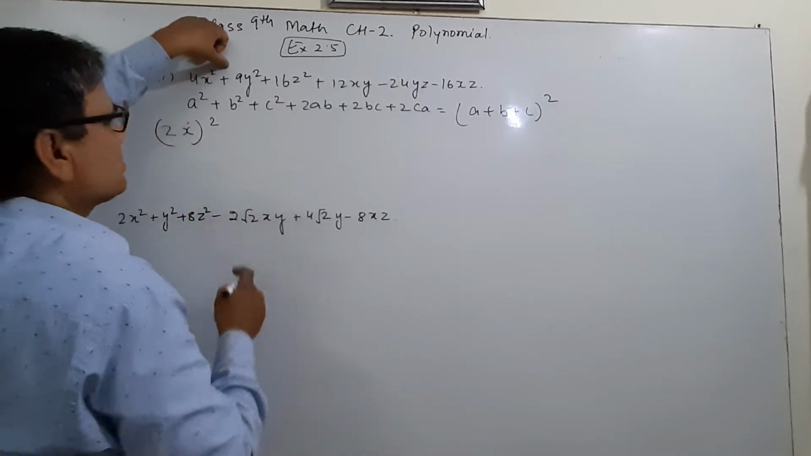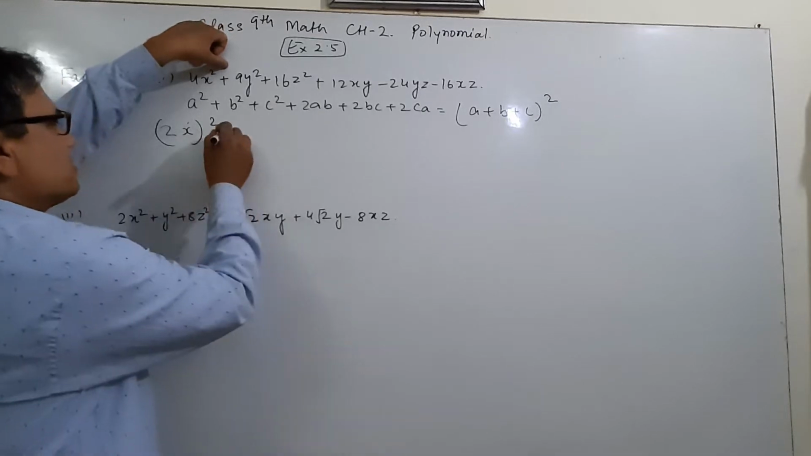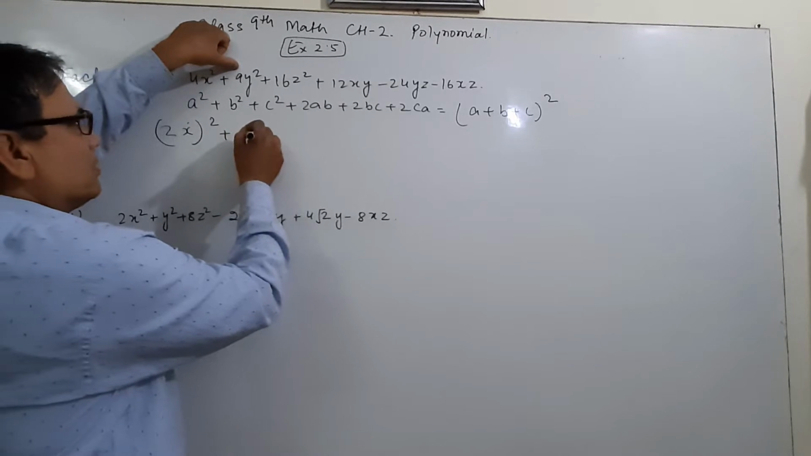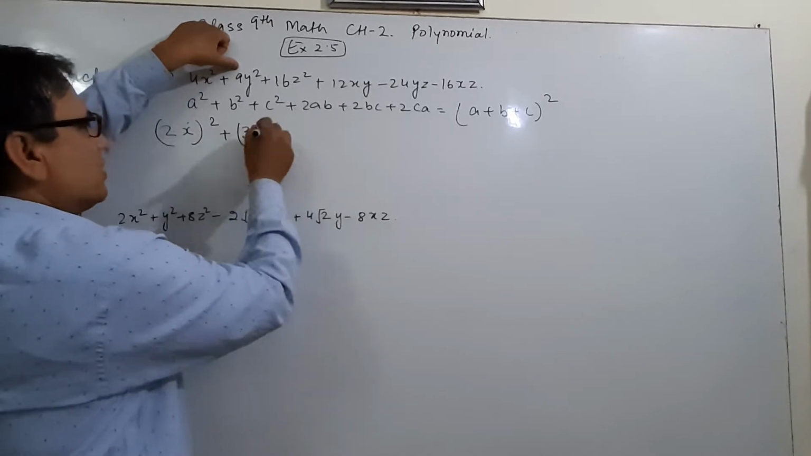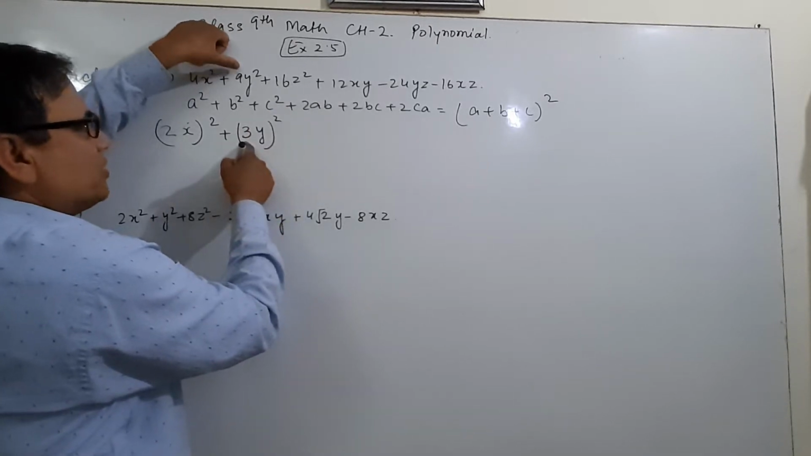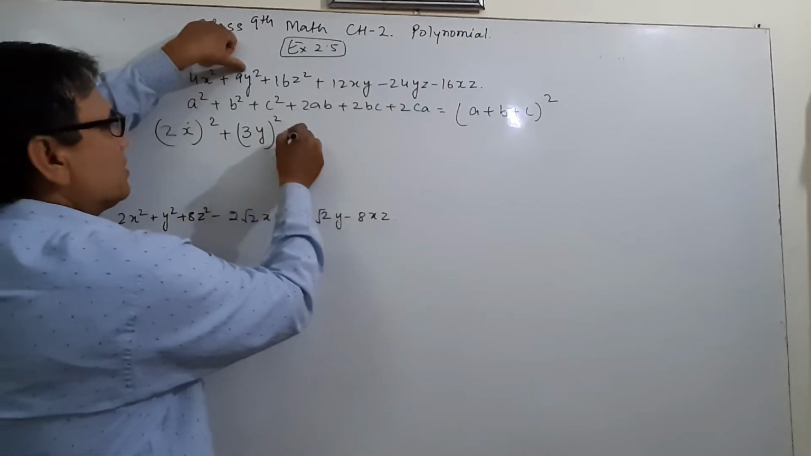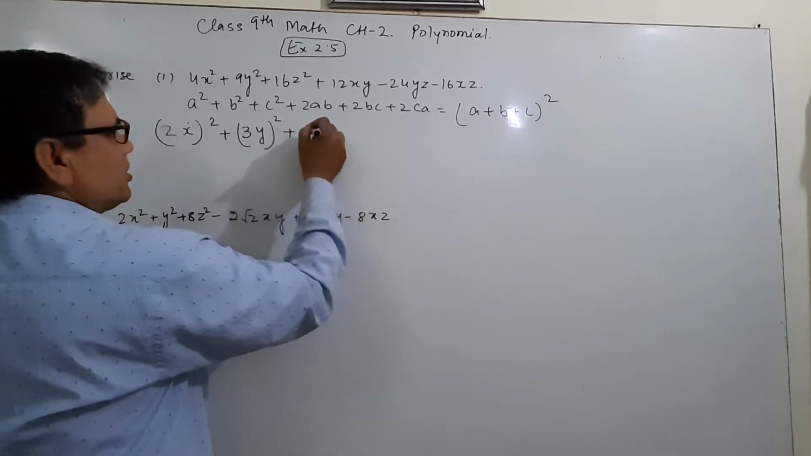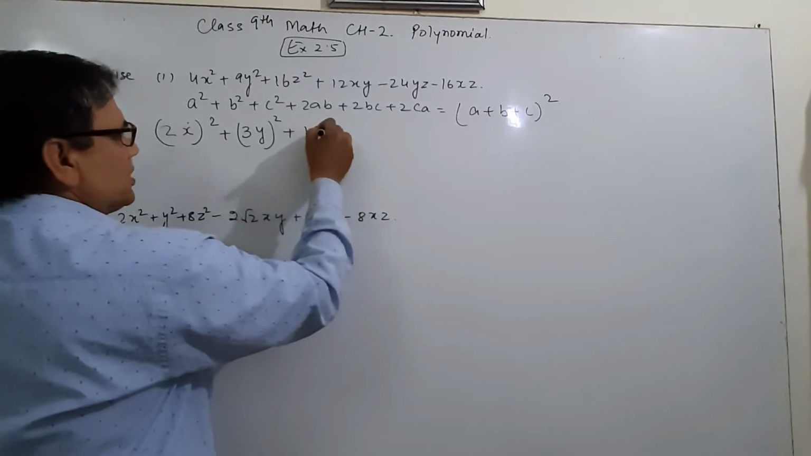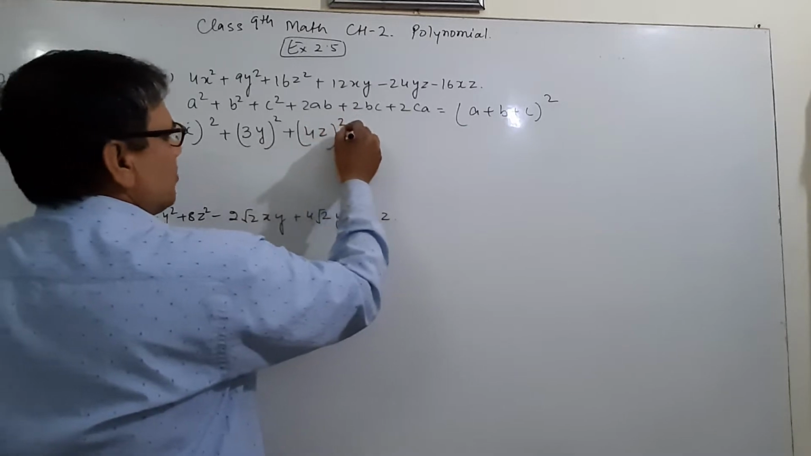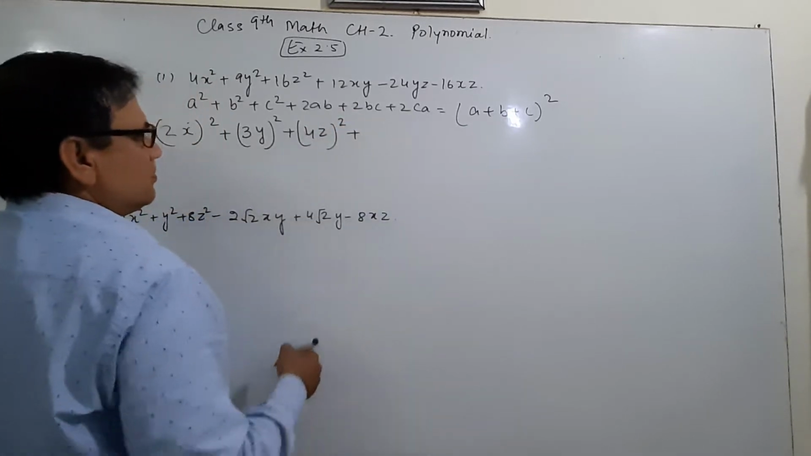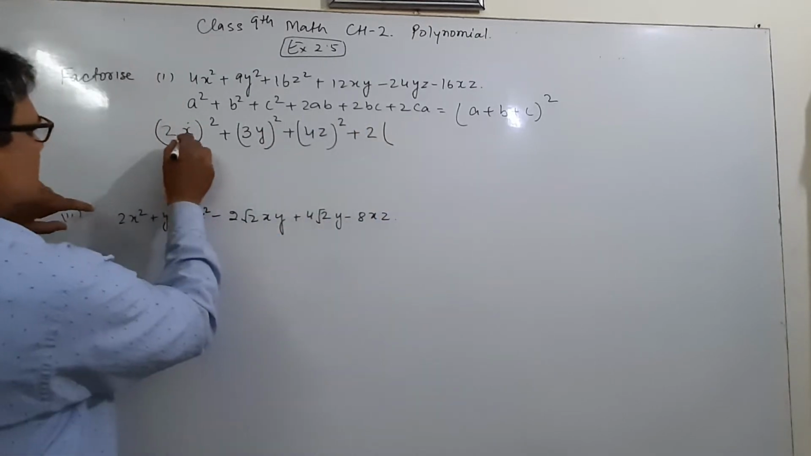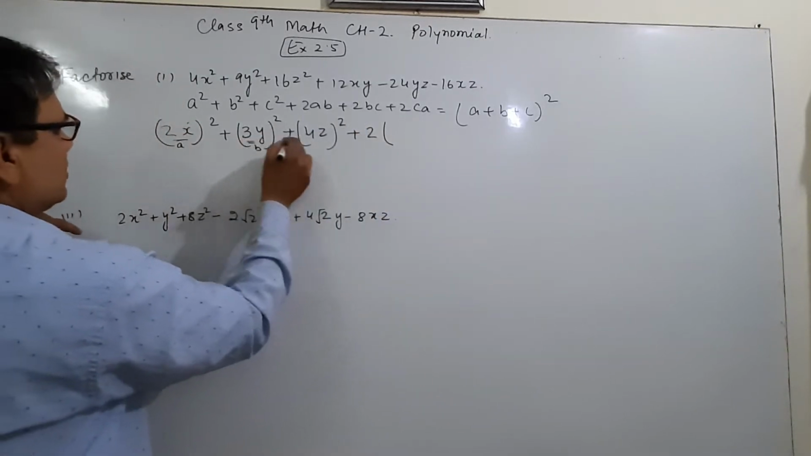And now plus, here is plus. 9 is the square of 3. (3y) whole square, 9y square. Plus, now tell me, 16z square means (4z) whole square. Plus, here is plus 2ab. 2, bracket, this is your a, this is your b, and this is your c.